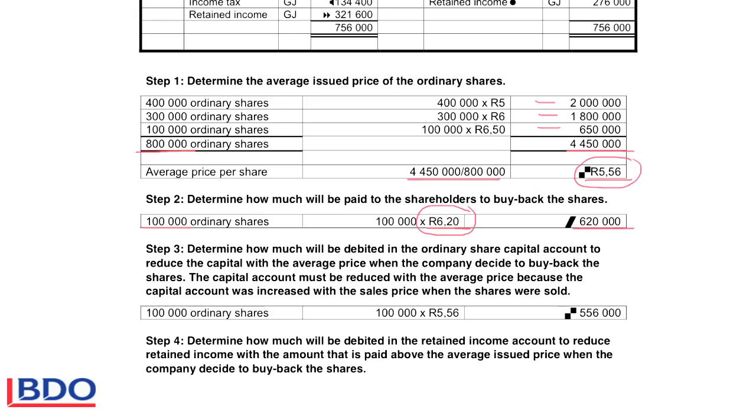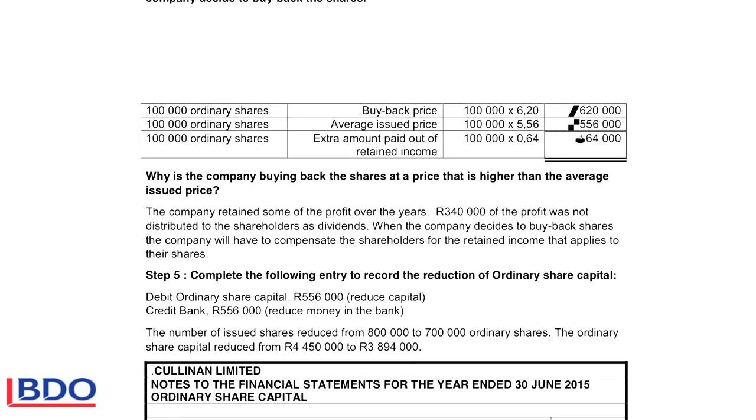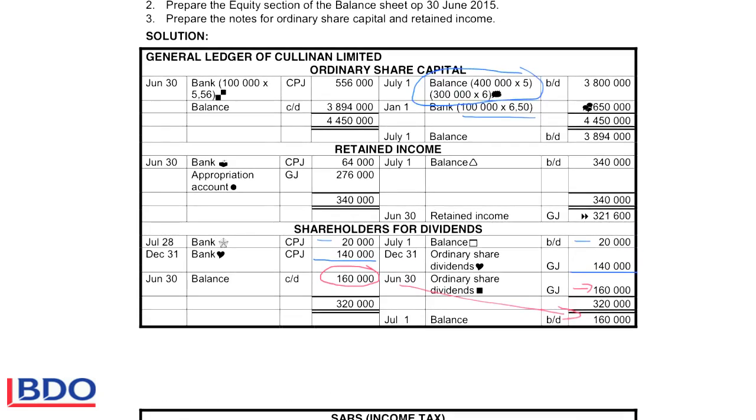The amount in the retained income account, the opening balance that was retained out of profits from the previous years, is 340. Out of that 340, 64,000 was taken to pay the shareholders. So the balancing figure, the 276,000, will be transferred to the appropriation account. And I will credit the appropriation account to complete the double entry. And we will also take from the profit and loss to the appropriation account the profit for the year.